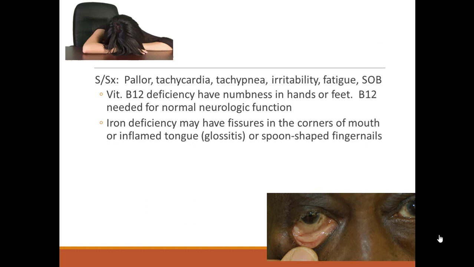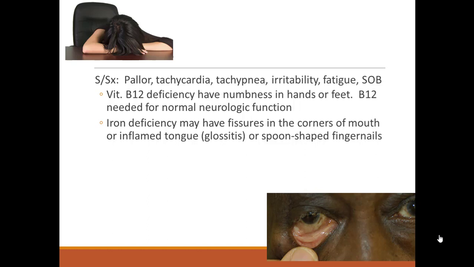Signs and symptoms of anemias in general: they're going to be pale. They're going to be tachycardic because their body's trying to get more oxygen to the tissues, so their heart's working harder. Same reason they're going to be tachypneic. They might be irritable, fatigued, and short of breath because they don't have that oxygen floating around like they normally would. There are low hemoglobin levels and low red blood cell counts, so the body's fighting to compensate for those.